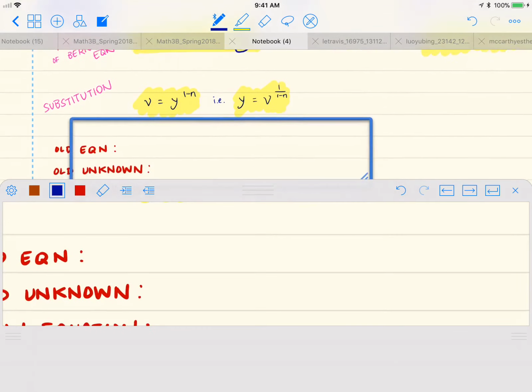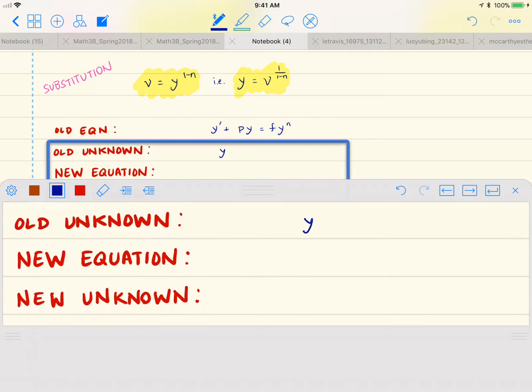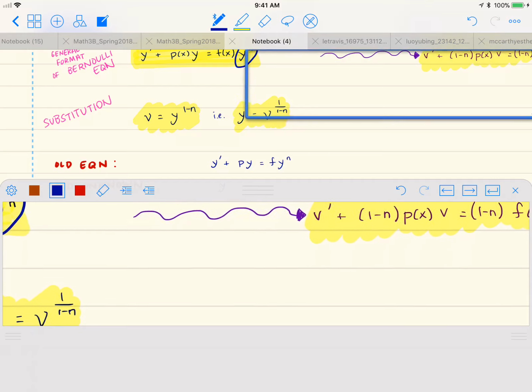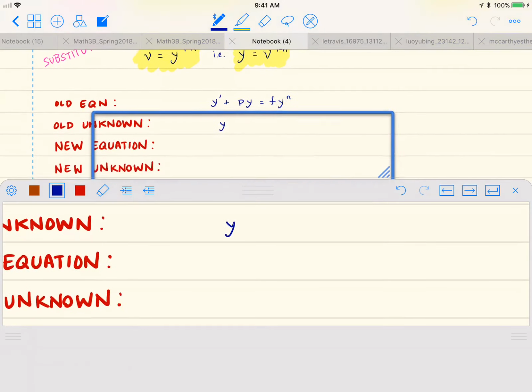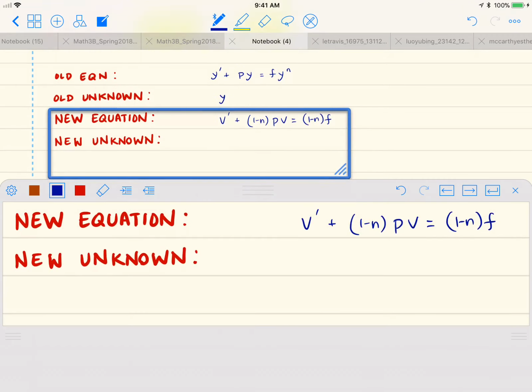Okay, so then just to recap, our old equation is y prime plus p y equals f y to the n. Our old unknown is y, right? We're trying to solve for y. We apply our transformation, and our new equation becomes v prime plus 1 minus n p v equals 1 minus n f. Okay, and our new unknown is going to be v.